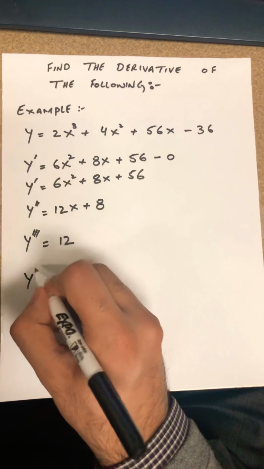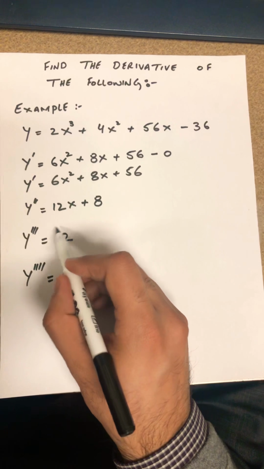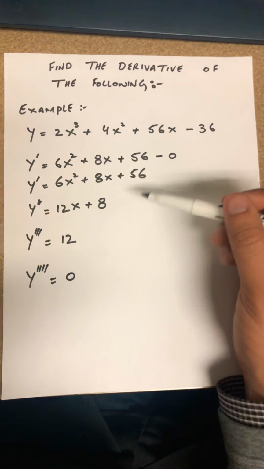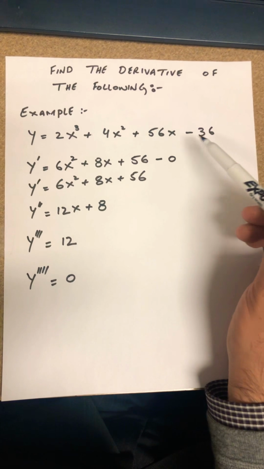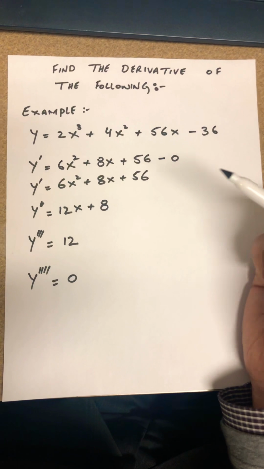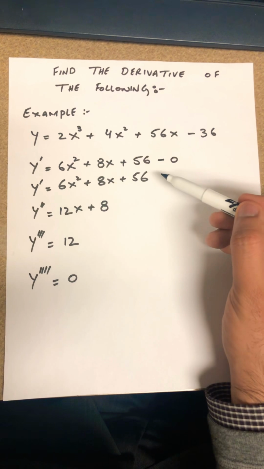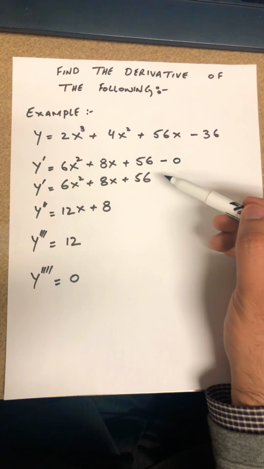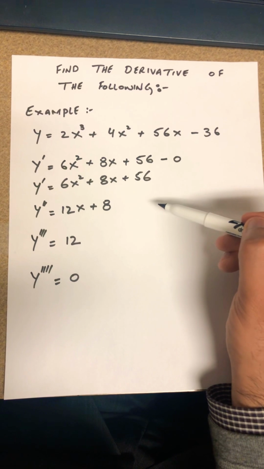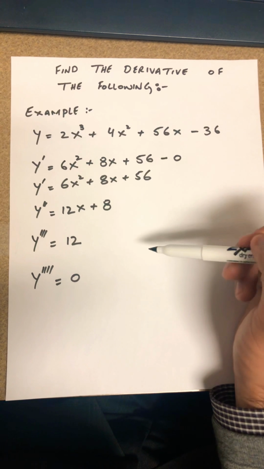So we could take the fourth derivative of this term, and the derivative of a constant term again is 0. So we could derive this equation 4 times until we can't do anything else to it. Our first derivative is 6x squared plus 8x plus 56. Our second derivative is 12x plus 8. Our third derivative is 12, and our fourth derivative is 0.